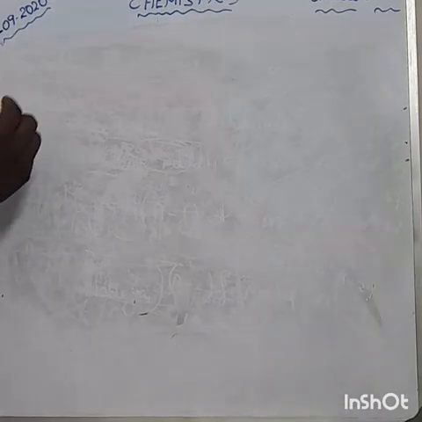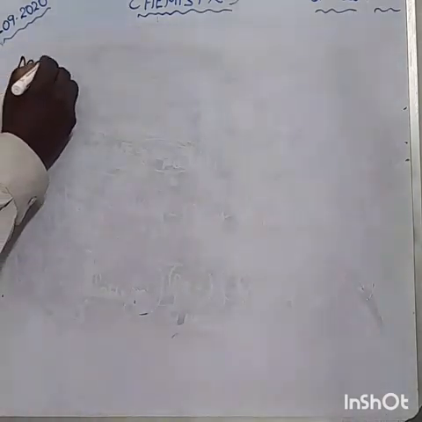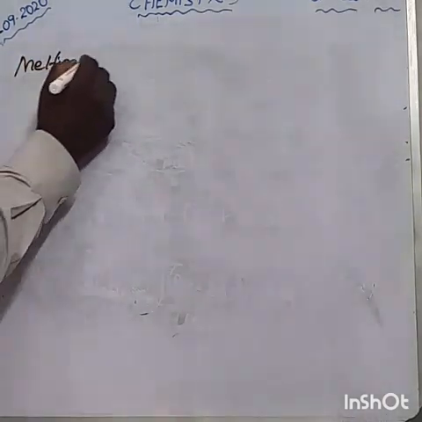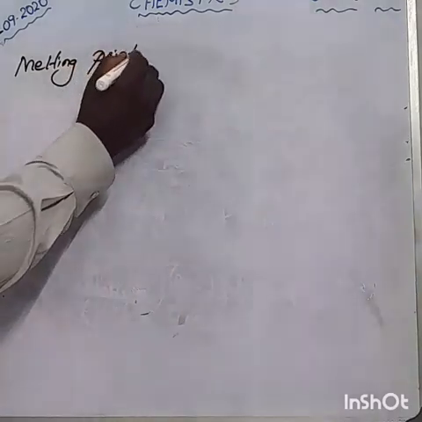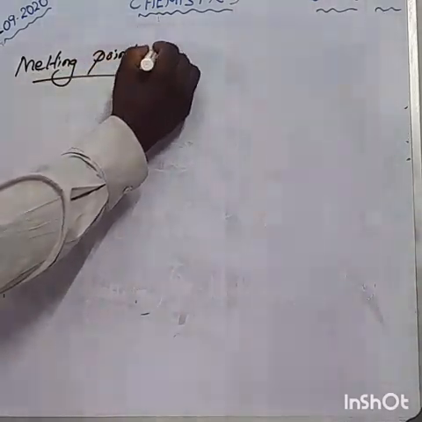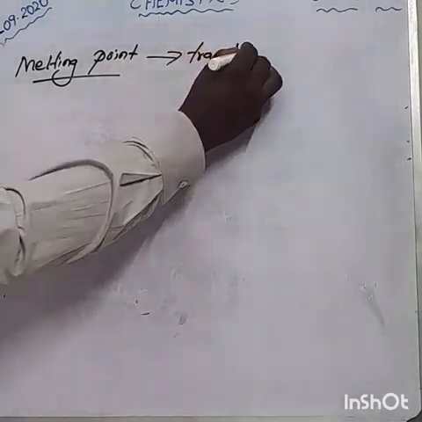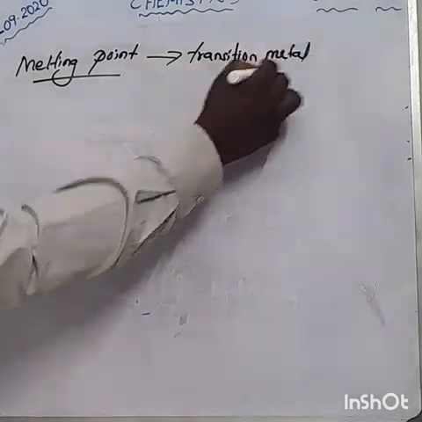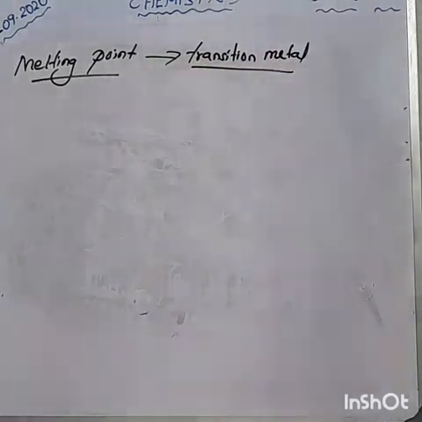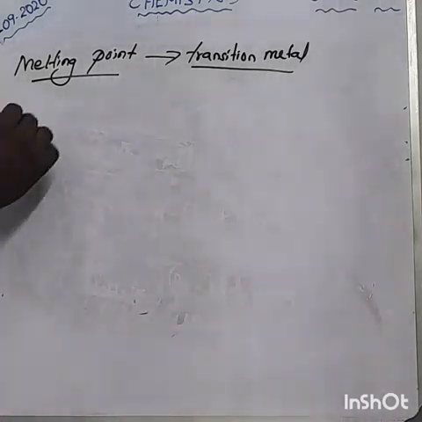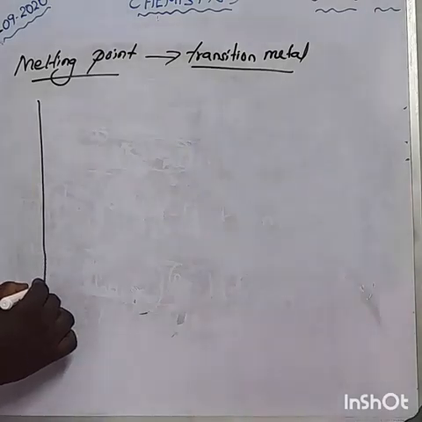Next, about the melting point of the transition metal. Here, the first condition, we are plotting a graph of melting point versus Kelvin in the 3d transition series.